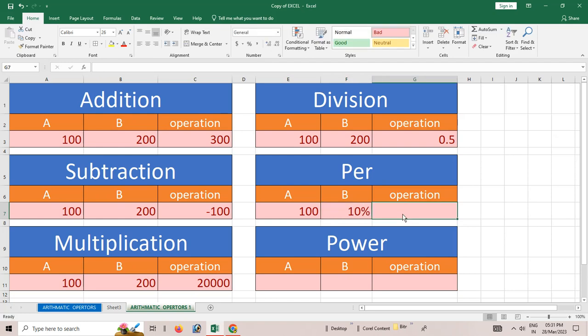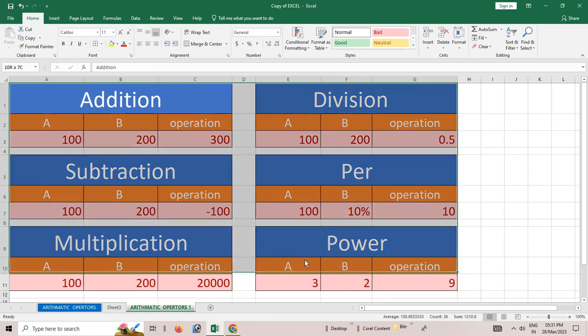Now equal to 100 multiply by 10%. What's 10% of 100? It's 10. And 3 to the power 2 equals 9. This is another example of arithmetic operators.